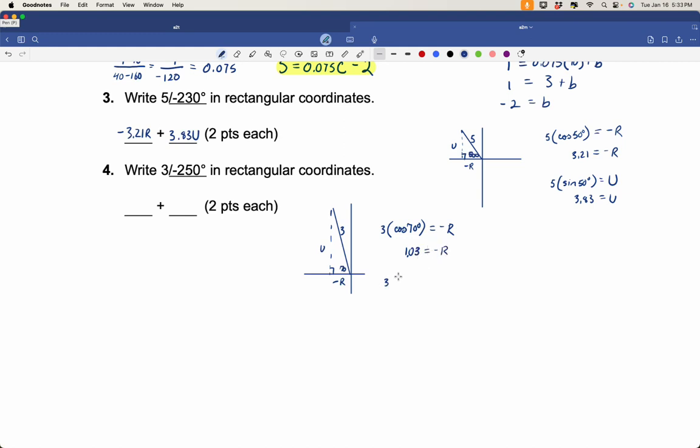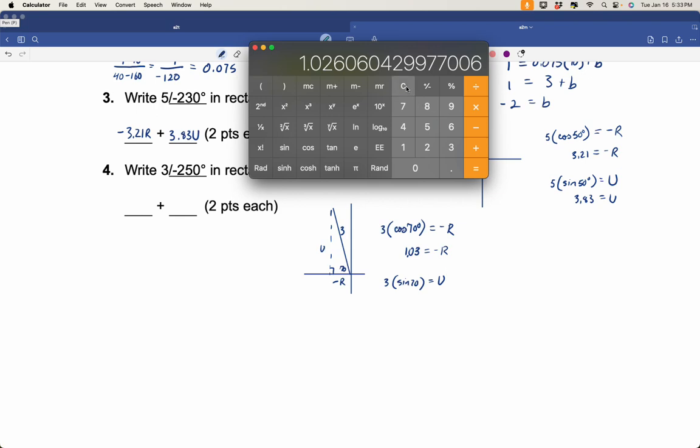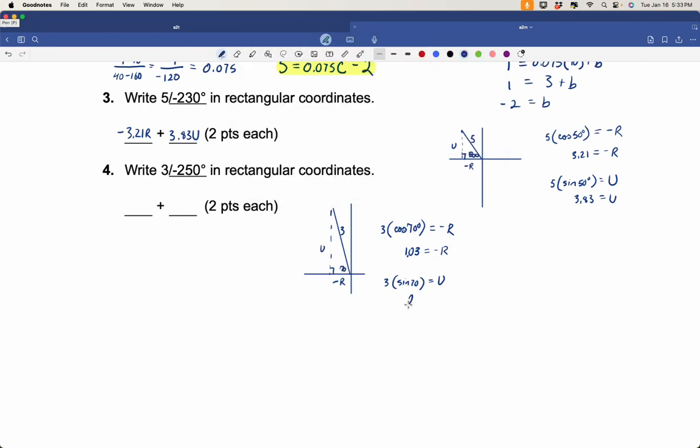We're going to do 3 times the sine of 70 is our positive u. So let's put that in there. 70 sine times 3 is 2.8, and this will round to 2.82. So 2.82 is going to be our u value.